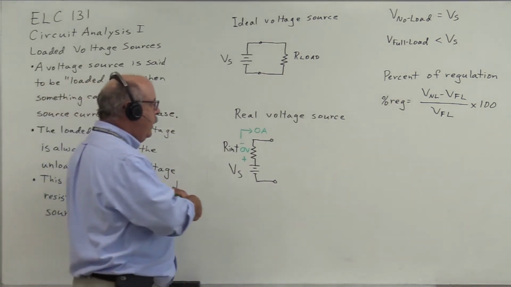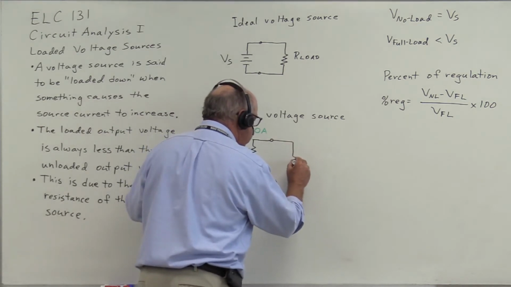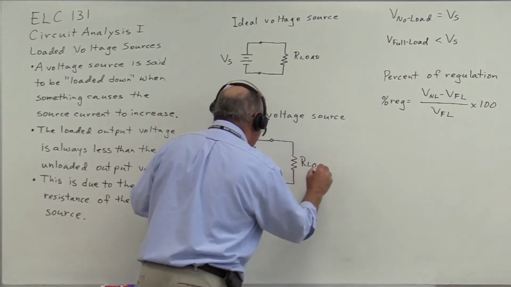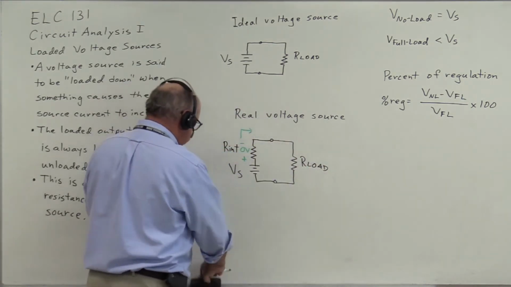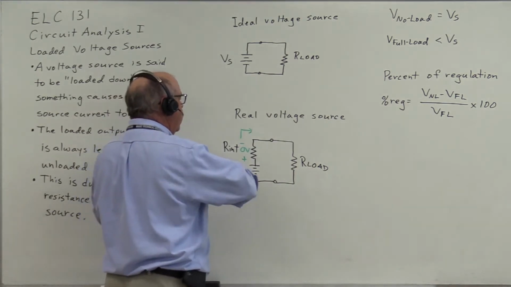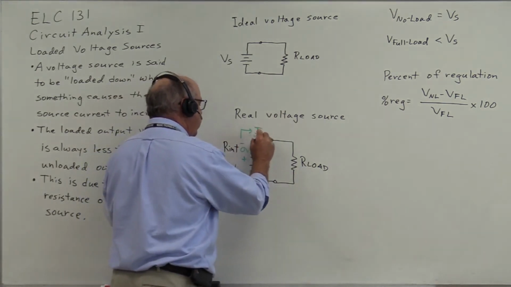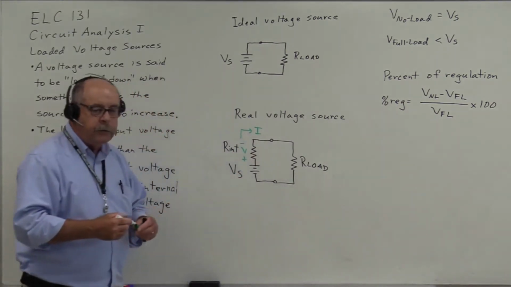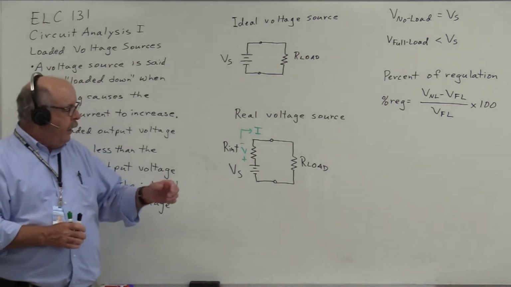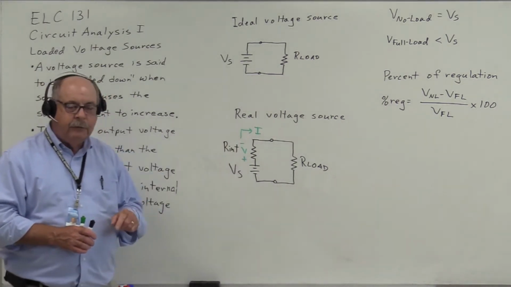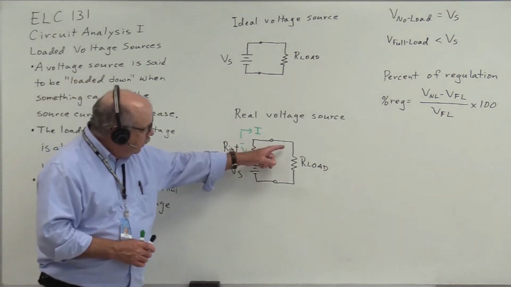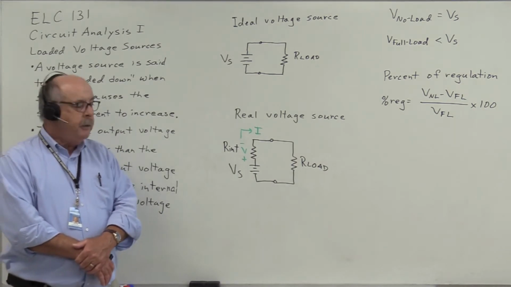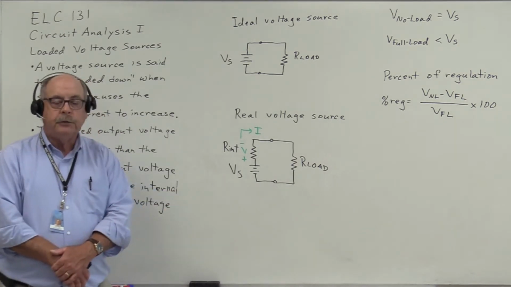However, when we connect a load to this real voltage source, now we've got some current flowing. And of course, when we have current flowing, there's going to be some voltage dropped across the internal resistance. And when I have some voltage dropped inside the voltage source, the load voltage, the output voltage of the voltage source, will always be less than the source voltage.